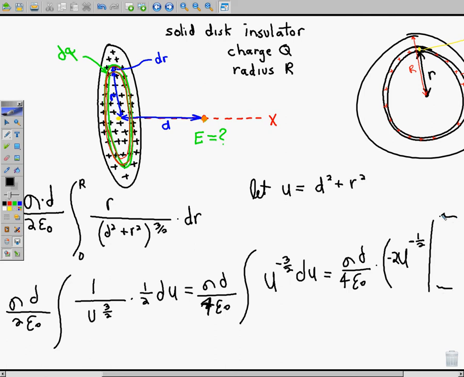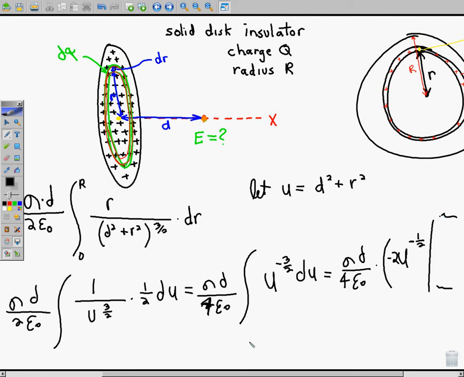Now, instead of figuring out my new boundary conditions in terms of u before I substitute in these numbers, I'm just going to transform it back to my r business, and then I'll substitute in numbers. And did I do that integration correctly? I believe so, yes? Negative 2u to the negative 1/2.